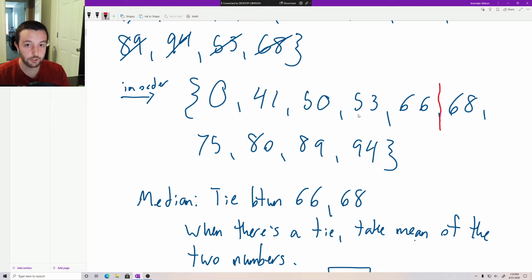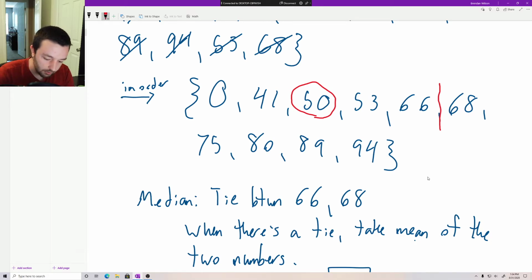So if we want to find the first quartile, we want to find the exact middle point of the first half. So we essentially just look at the first half and we find the median again, which is the exact middle. So that's going to be the 50 here, right? So this is Q1.